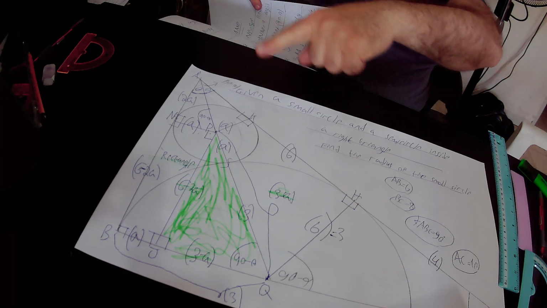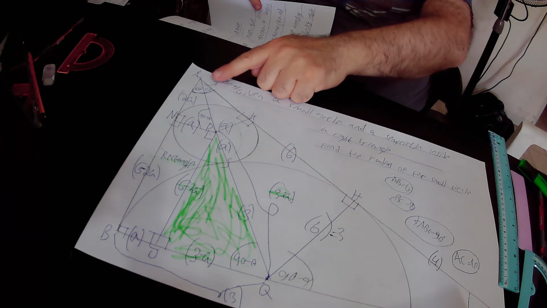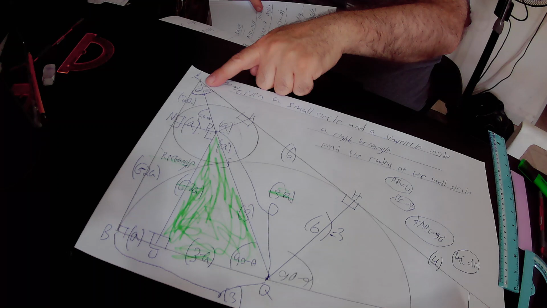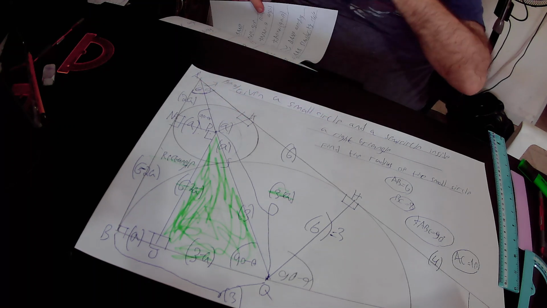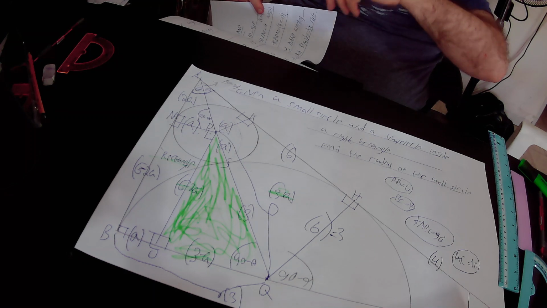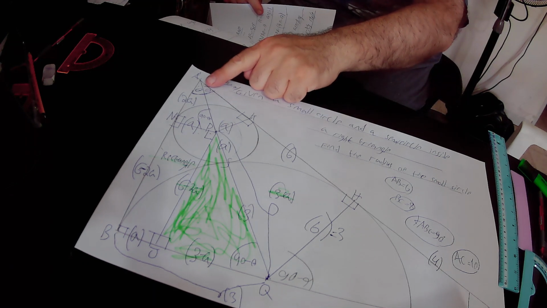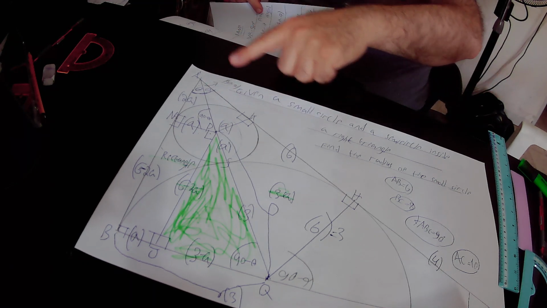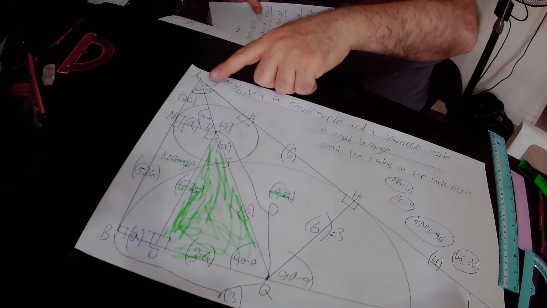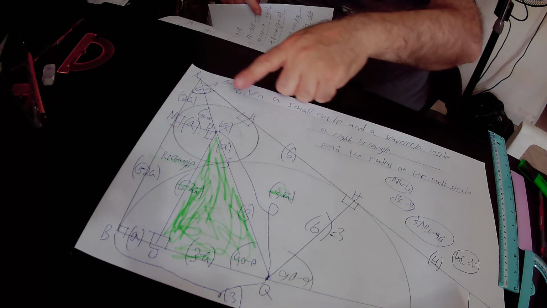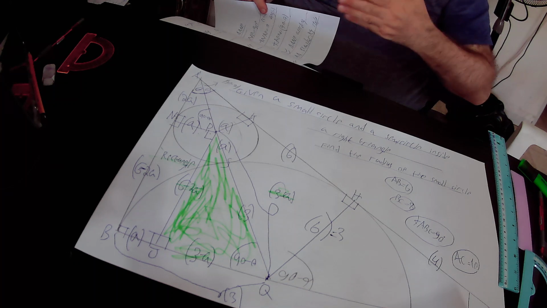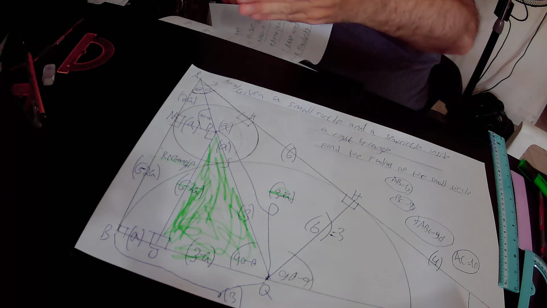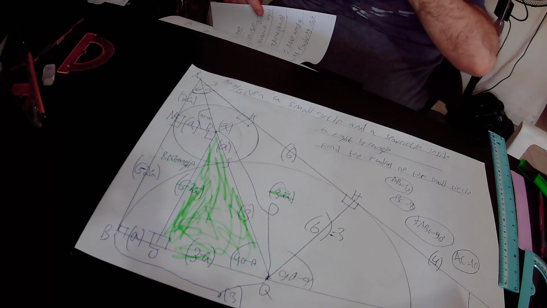And in the right triangle AQB, we have this angle theta, but this angle theta also belongs to the small right triangle APN. In conclusion, we found out that angle theta is a common angle that belongs both to the big right triangle AQB and to this small right triangle APN. So angle theta is a common angle that belongs to both triangles.